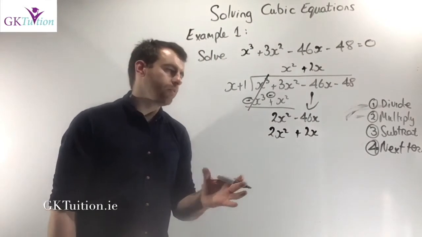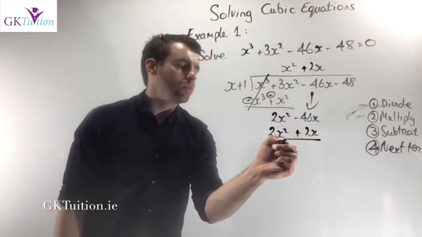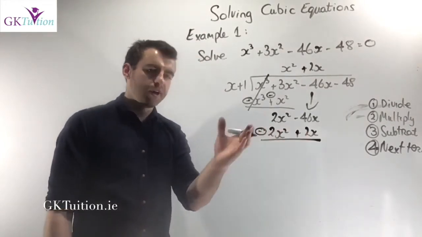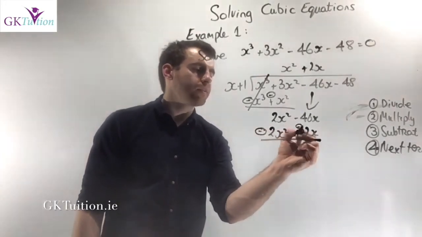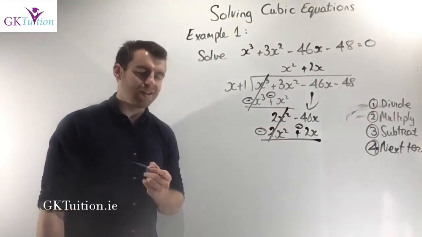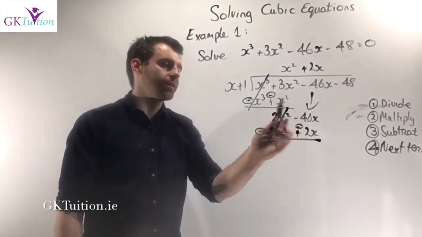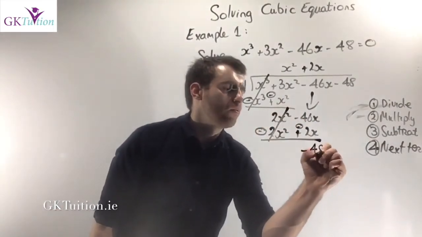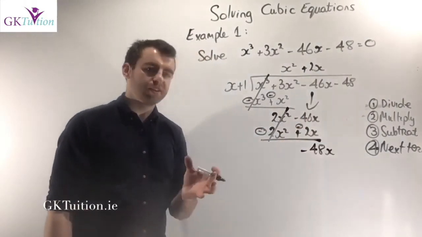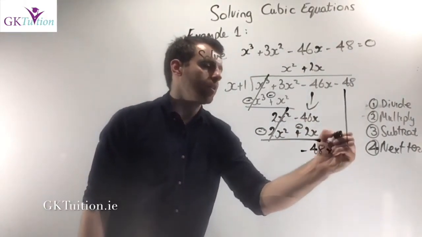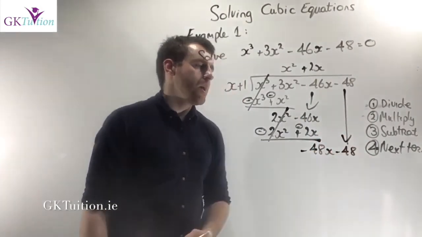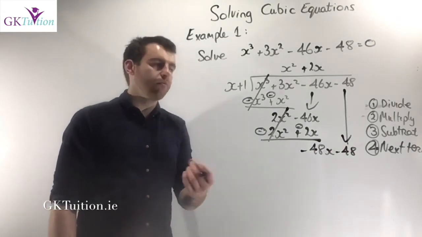The third step in long division is that you need to subtract. So I draw a line underneath and I change the signs of each of these. This was a plus 2x squared, it becomes a minus. This is a plus 2x, so it becomes a minus. Now I have 2x squared minus 2x squared, which will cancel. I have minus 46x minus 2x, which is minus 48x. And now I'm at step number 4 in my long division, which is to take down the next term. The term I'm going to take down is the last one, and it's a minus 48. And now I'm just going to start the process all over again.